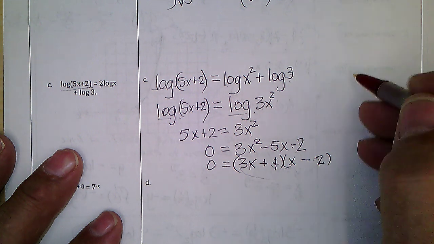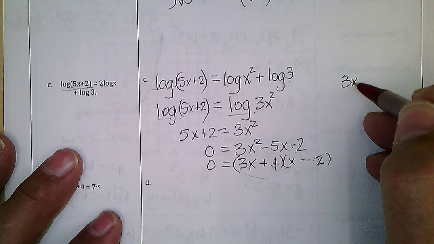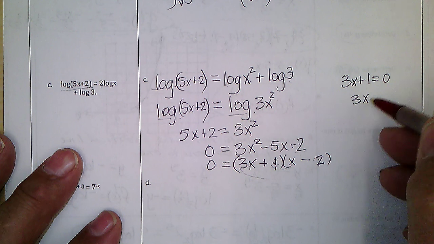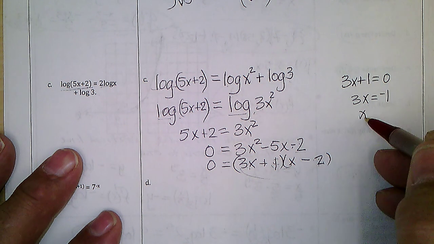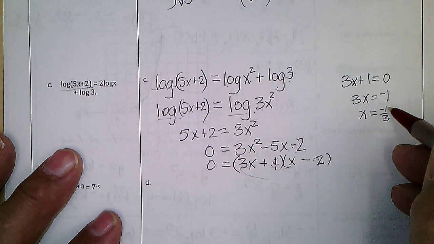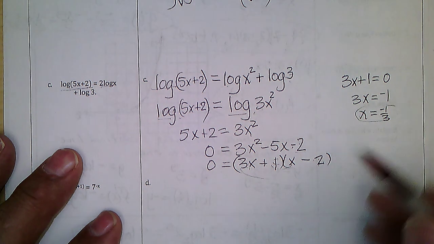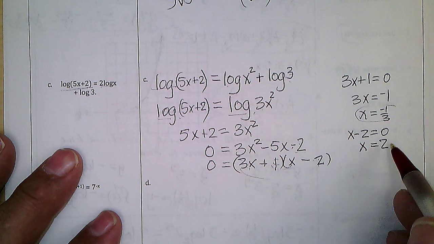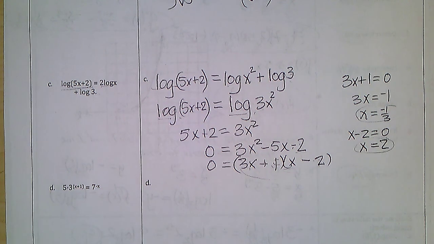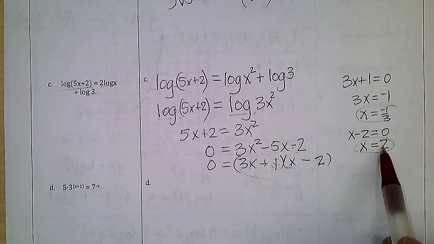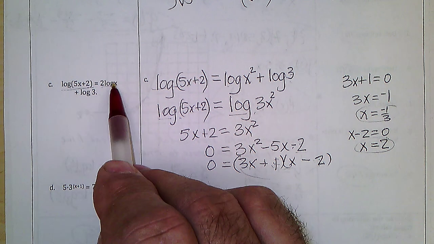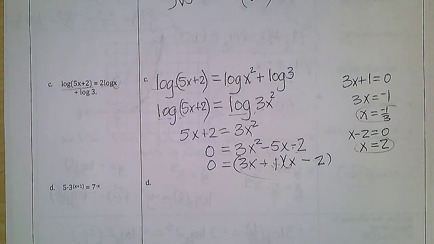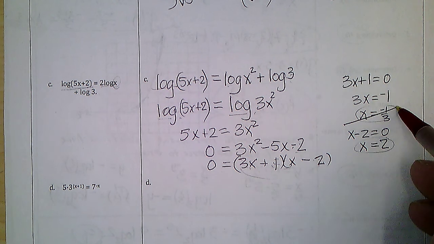So setting these two equal to 0, we get 3x plus 1 equals 0. Subtract 1, 3x equals negative 1, dividing by 3, x equals negative 1/3 is a possible answer. Setting the other one equal to 0, x minus 2 equals 0 means x equals 2. Another possible answer. Now if we put in a positive 2, this would be positive, that would be positive, so that should work. If we put a negative 1/3 in, the argument here would not be positive, so that one can't work.